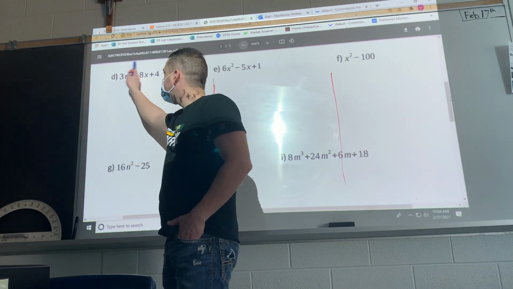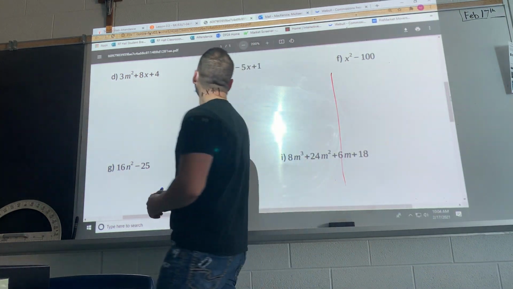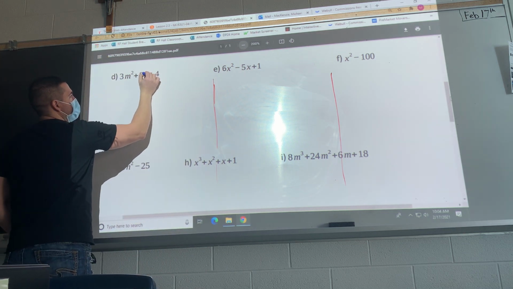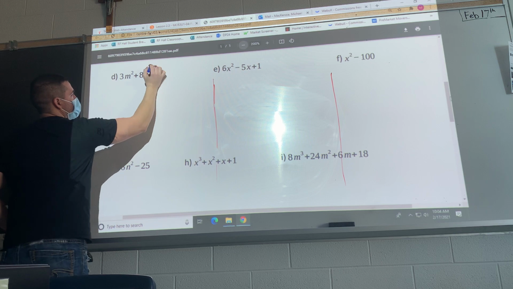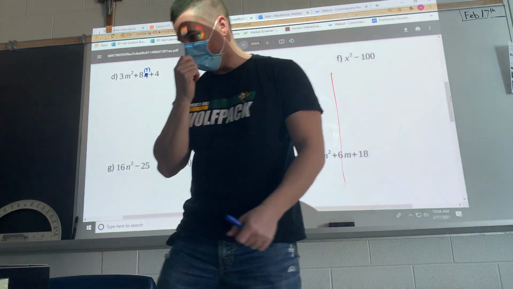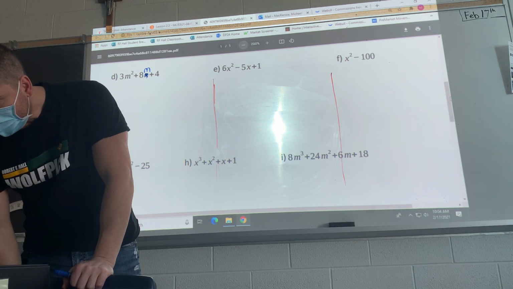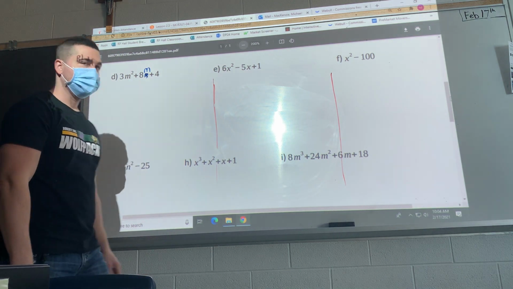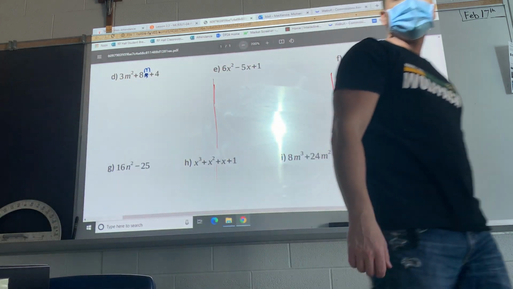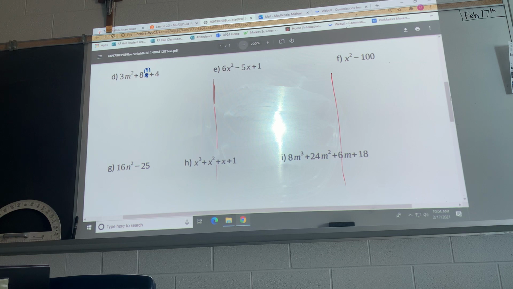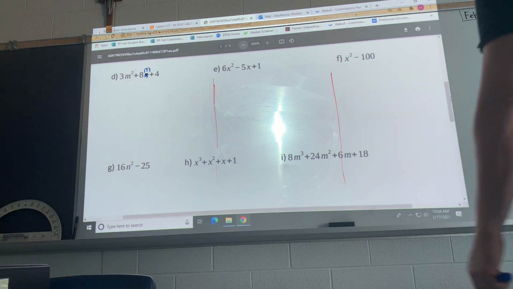All right, so D. Whoa, that's 2 different letters. Can you guys correct this? This should be an M. That wouldn't make sense with two different letters. For those at home, it's 3m squared plus 8m plus 4.